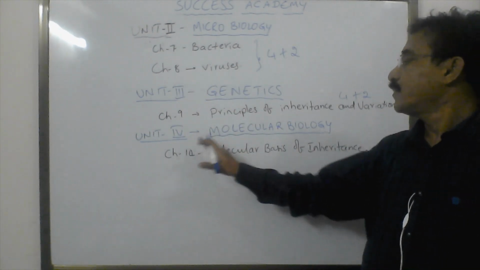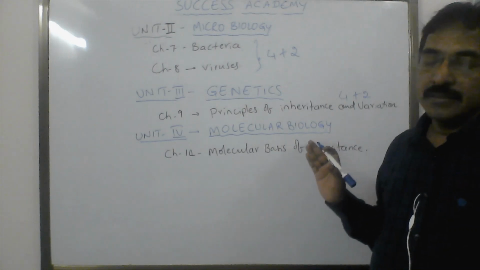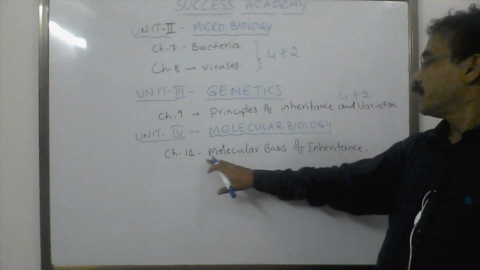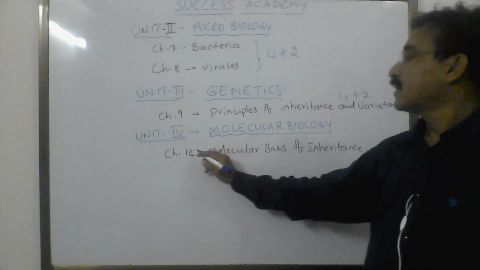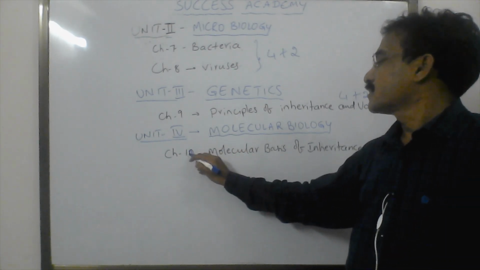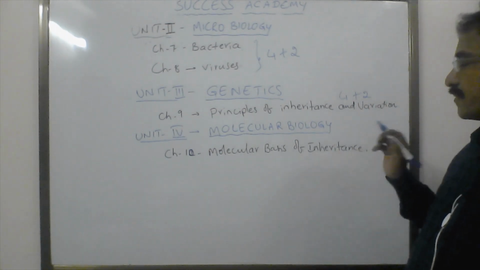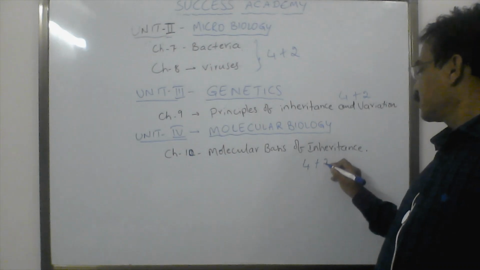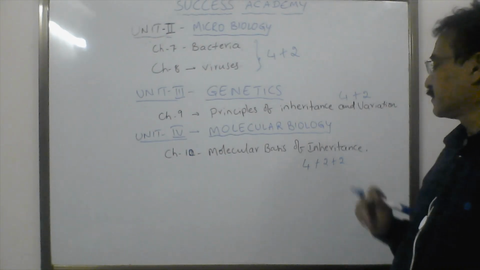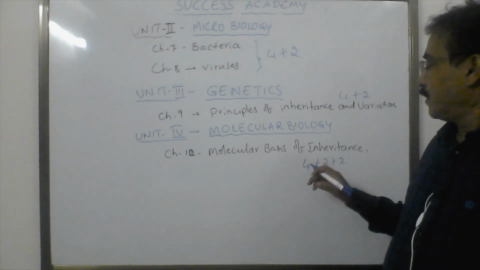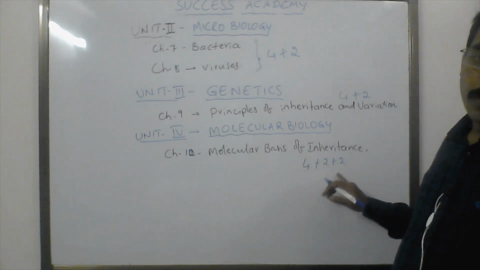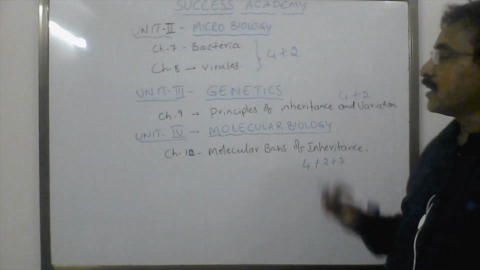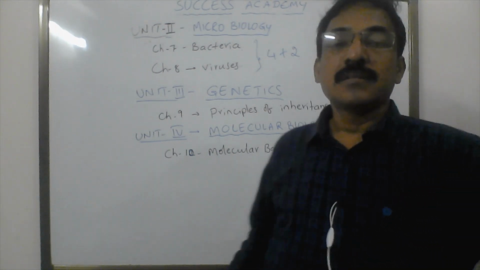And unit 4 is molecular biology. In this only one chapter is there, that is chapter 10, molecular basis of inheritance. This weightage is 4 plus 2 plus another 2. So one 4 marks question and two 2 marks questions. Total weightage is 6 plus 2, 8 marks in this molecular biology chapter.